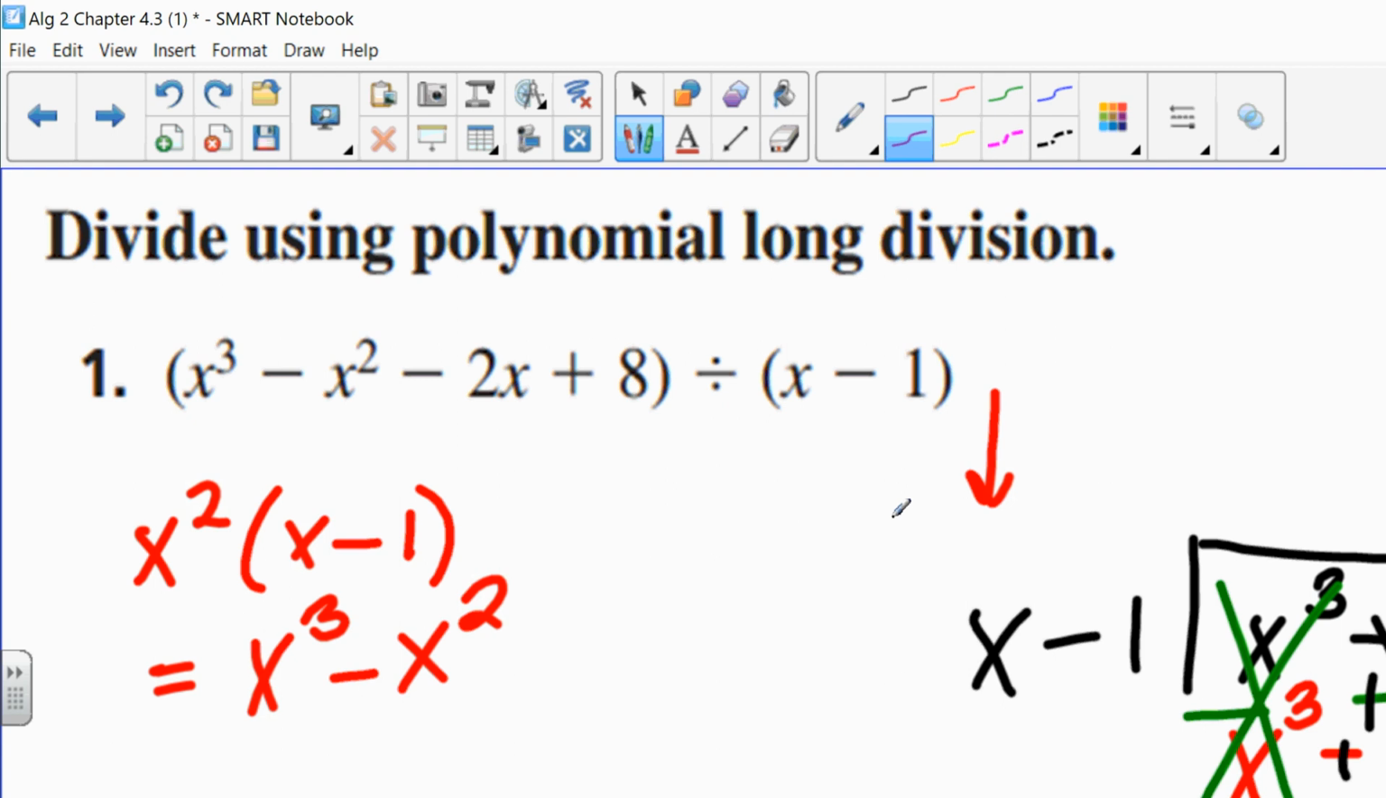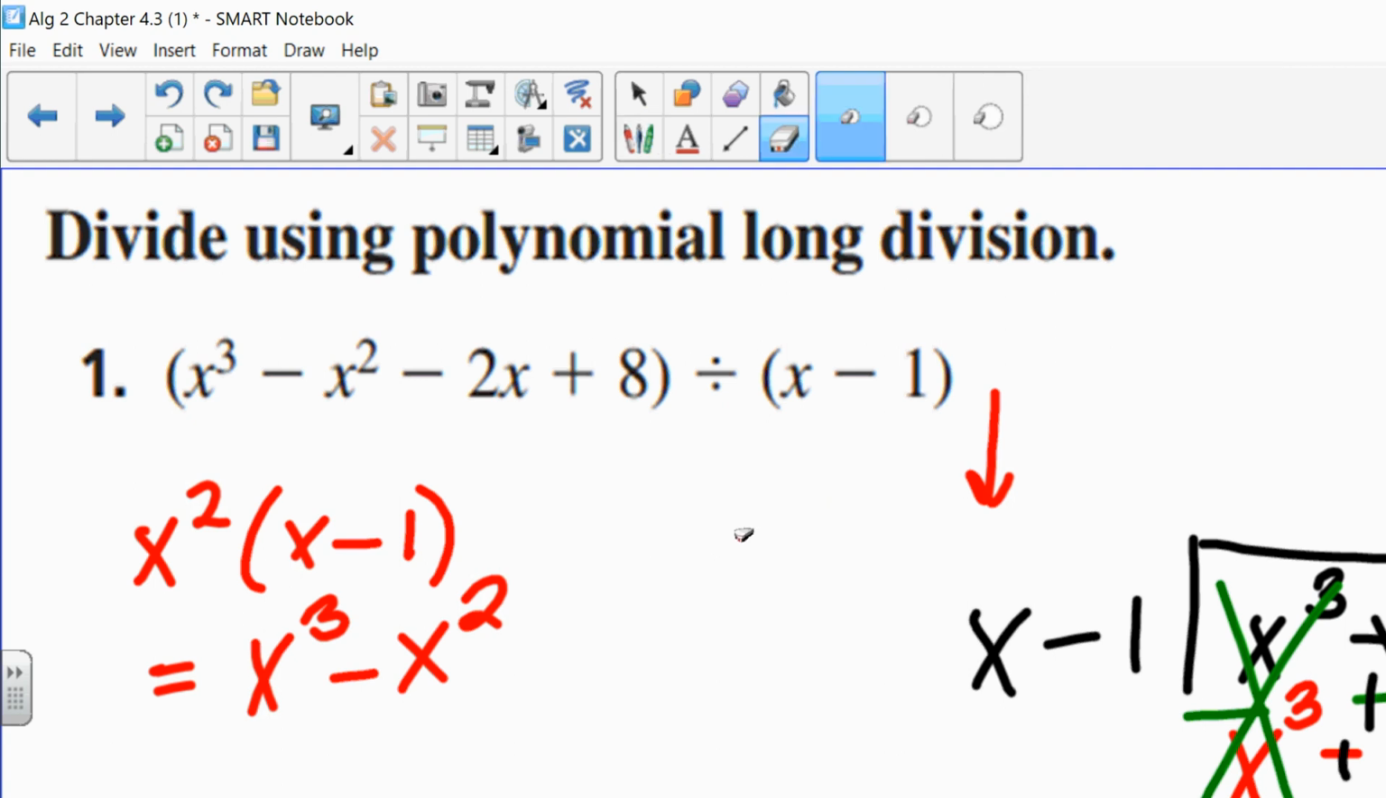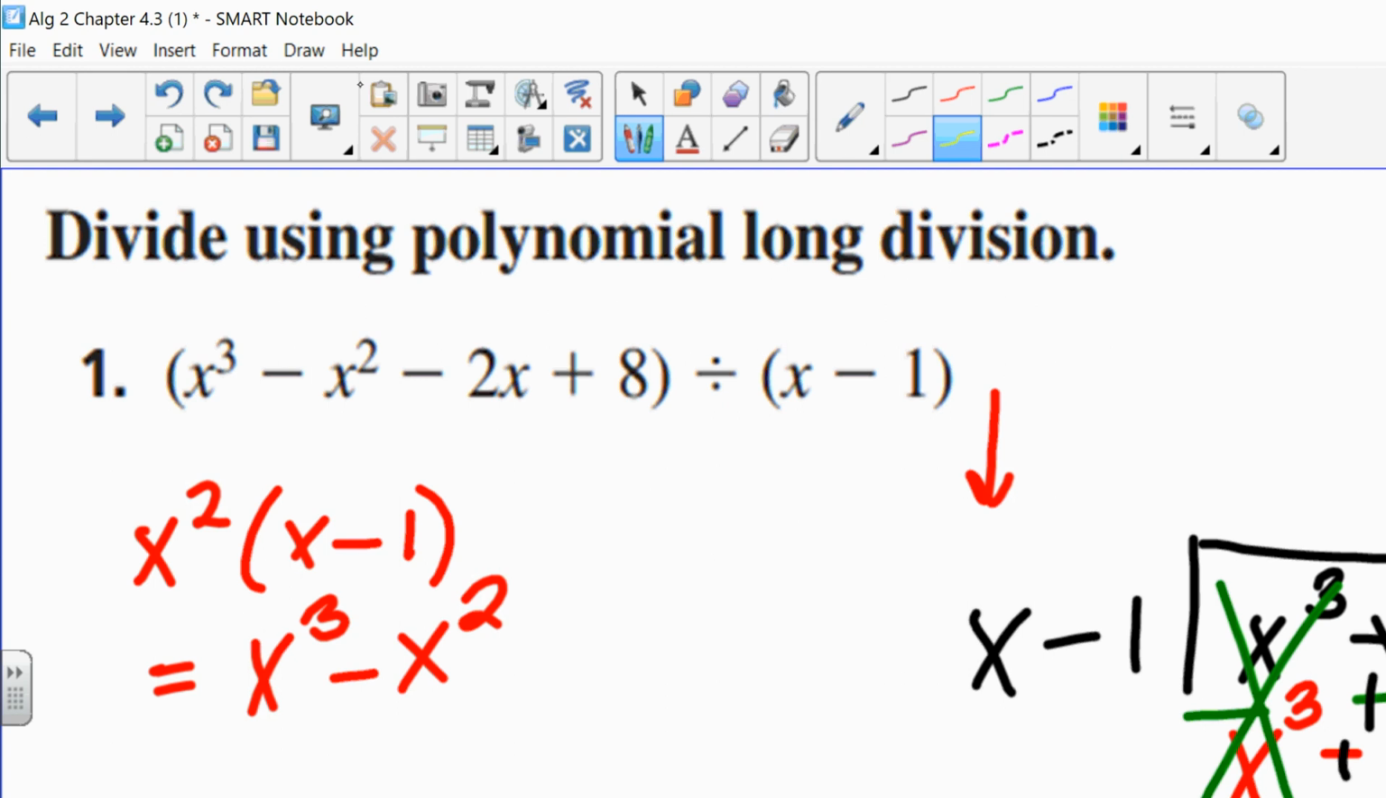Now, wait a minute. So how many terms do we have now that are down there? How many are we dividing with? 2. So can I do that? Well, no. What we could have done is over here, I could have plugged this in as 0 x squared. We could put that in there as 0 x squared. But we don't have to.